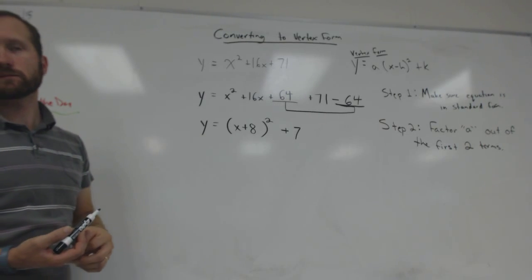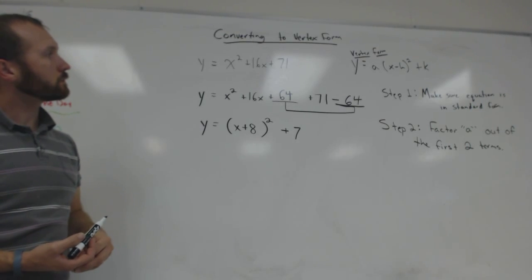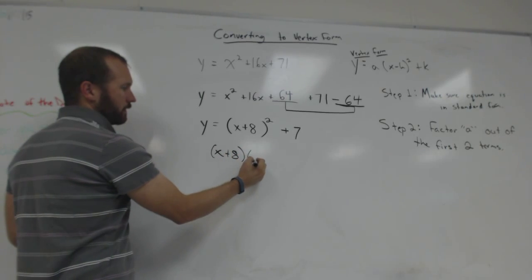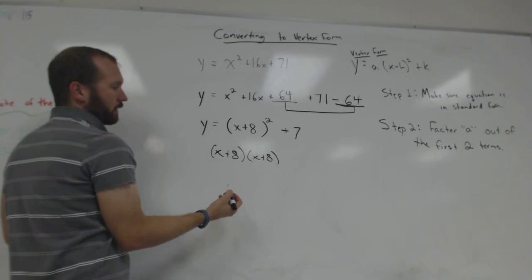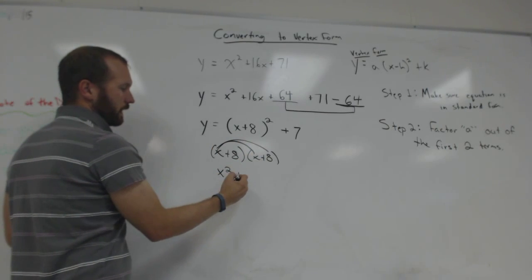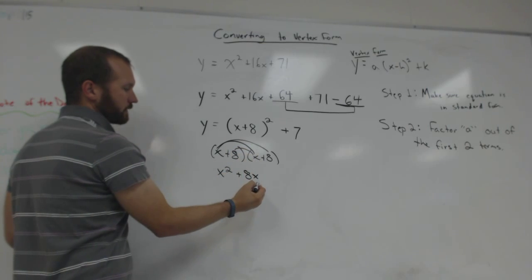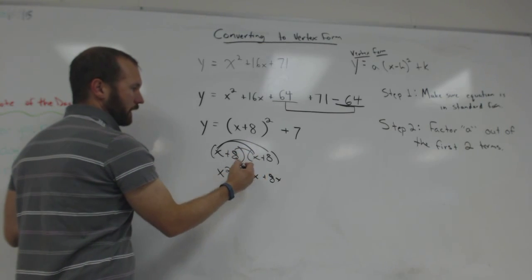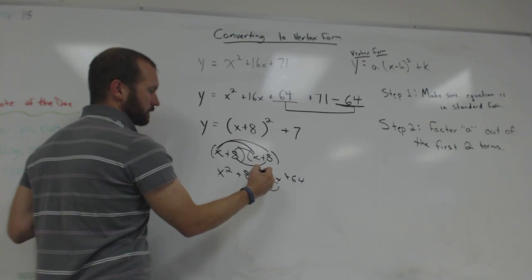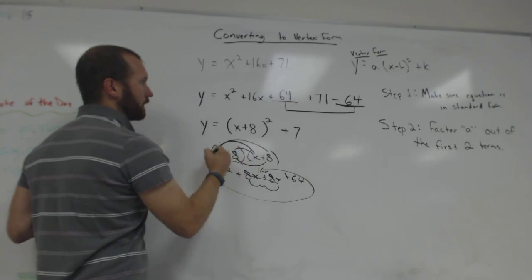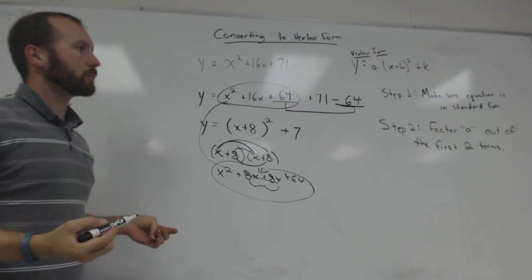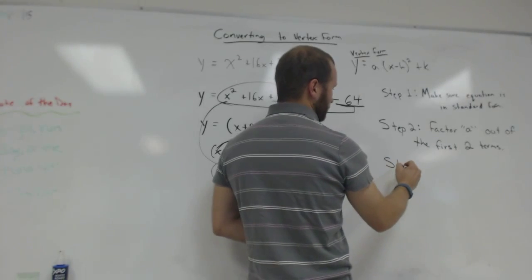Wait, I just have a quick question. What happened to the 16? So I could FOIL this out. I'm going back here. X times x is x squared. X times 8 is 8x. 8 times x is 8x. 8 times 8 is 64. 8x plus 8x is 16x. So this is this. Okay. Step 3.